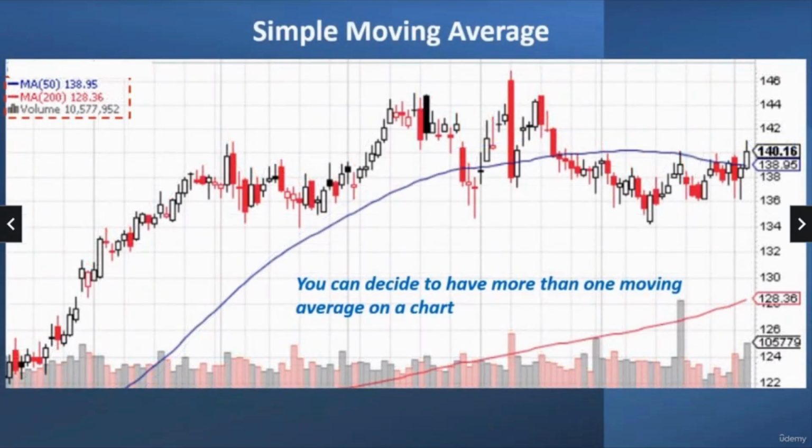And as you saw, we can decide to have more than one moving average on a chart. Usually folks will have one, sometimes they'll have two, but you can have more on there if you want as well. That's up to you as far as how many moving averages you want to have.